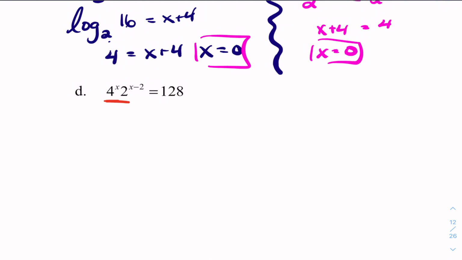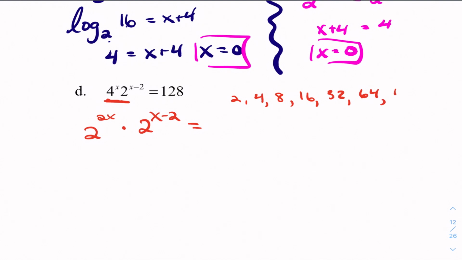First, to combine things, 4 and 2 are not like bases. So I first need to say 4 is 2 squared, times 2 to the x minus 2, is equal to... let's count by powers of 2. We have 2, 4, 8, that's the third. 4th power is 16. 5th power is 32. 6th power is 64. 7th power is 128. These are all powers of 2: 1, 2, 3, 4, 5, 6, 7. So we have that equal to 2 to the 7th power.